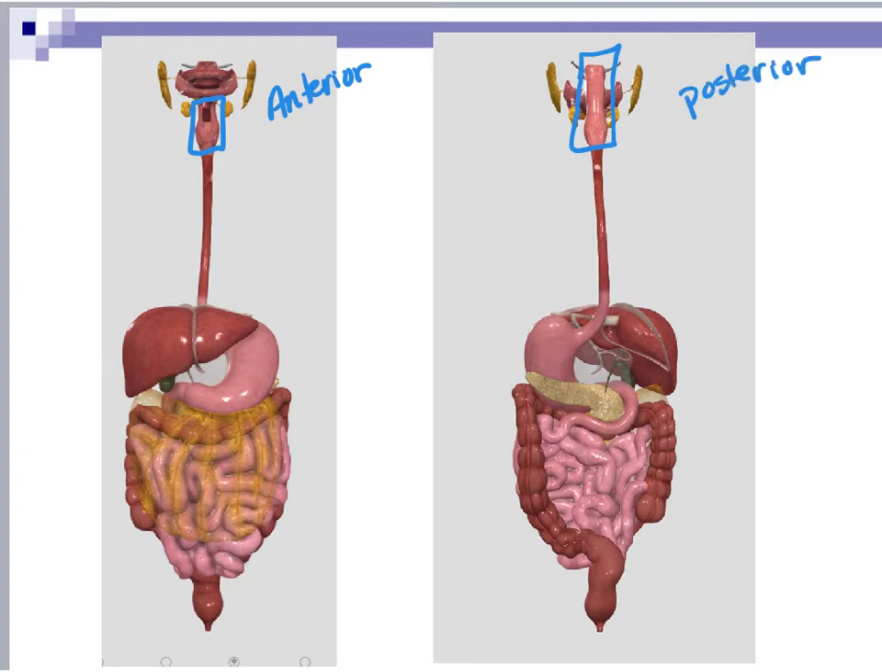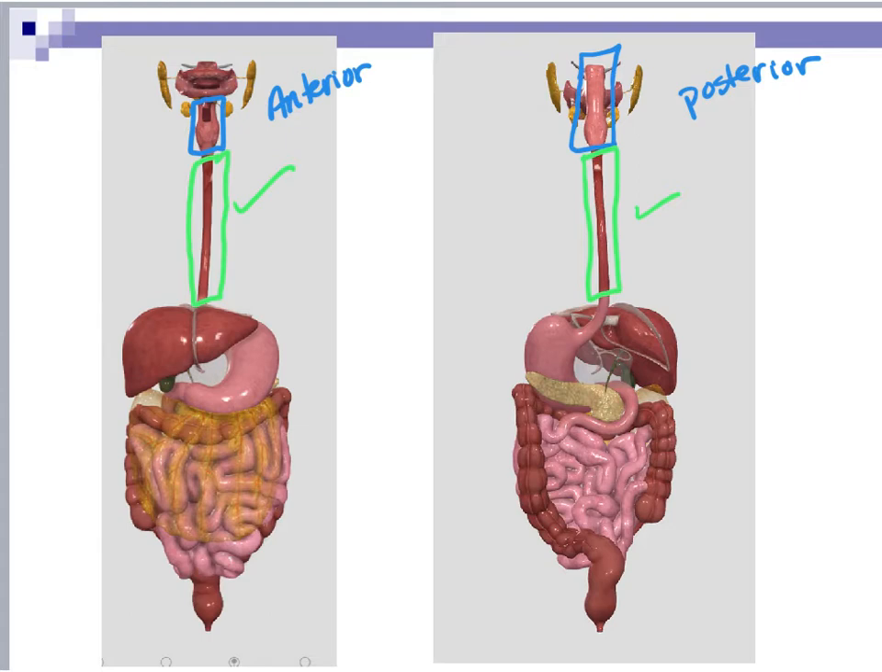And where we're going to move on to now is, at least for the time being, the esophagus. So all of this is the esophagus. So both from an anterior view and a posterior view, you can see that the esophagus is this structure that's carrying food and or drink down to the stomach.